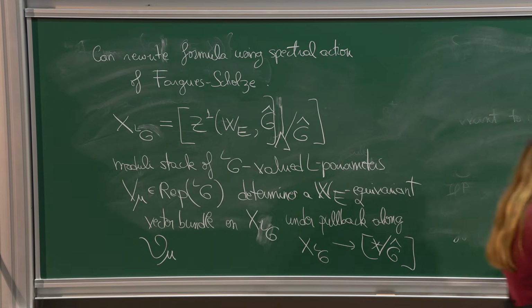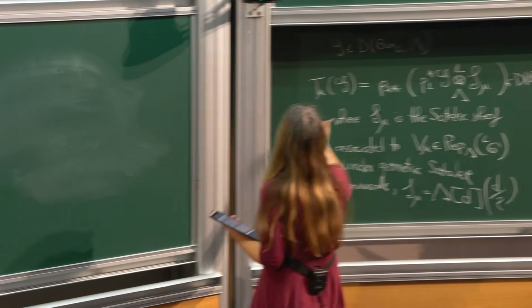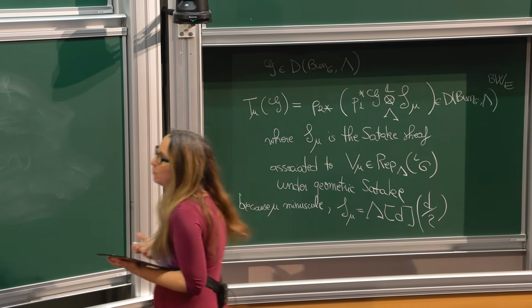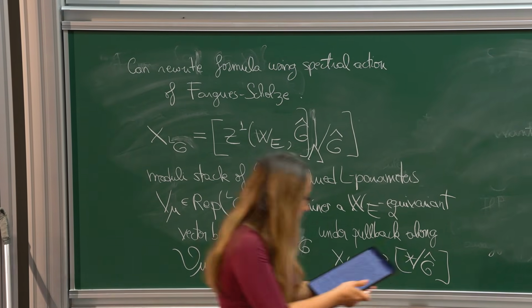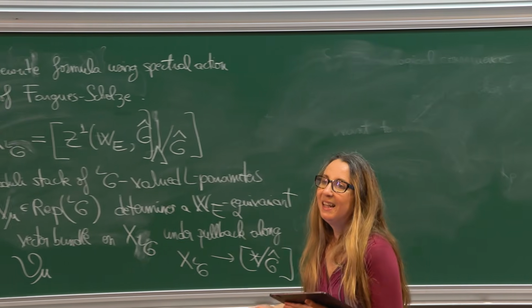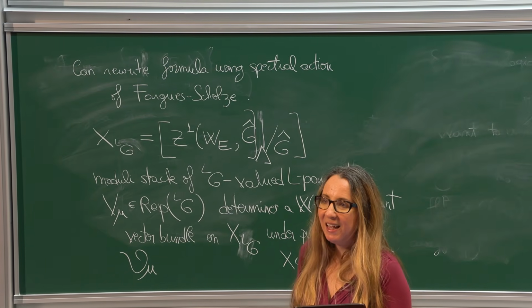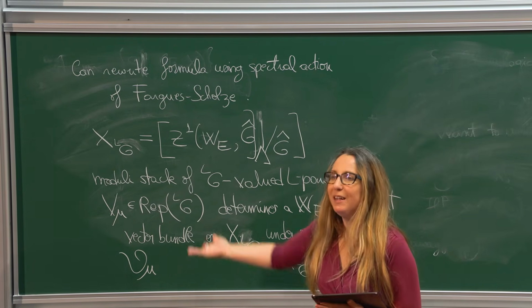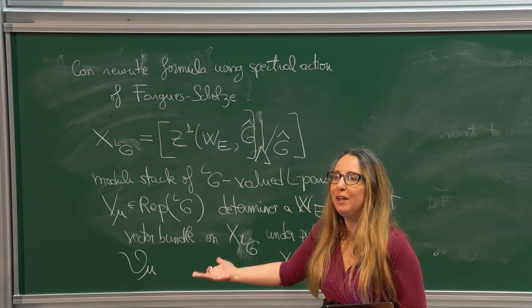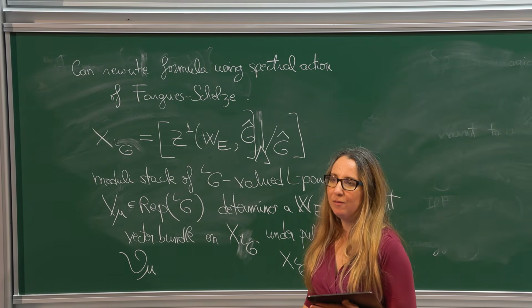Then what Fargues and Scholze tell you is that the geometric action of the Hecke operator T_mu on D(Bun_G, lambda) can be expressed as the spectral action of the vector bundle V_mu. Excuse me, is this curly V_mu different from the product of V_mu? No, I just take the pullback, but then I observe that it's equipped with an equivariance for this W_E action.